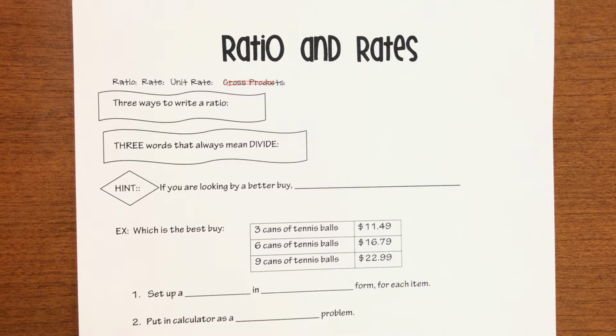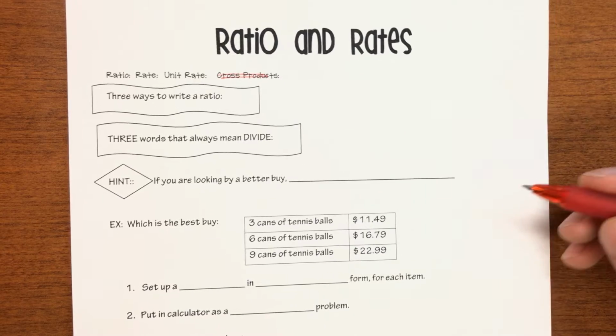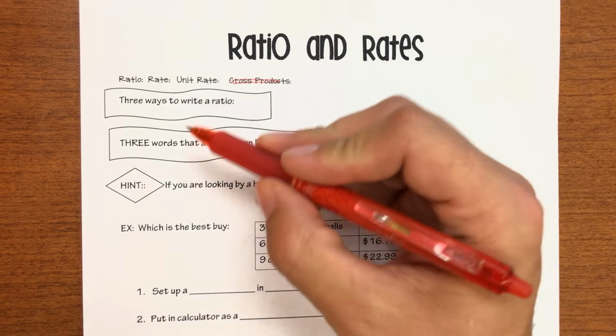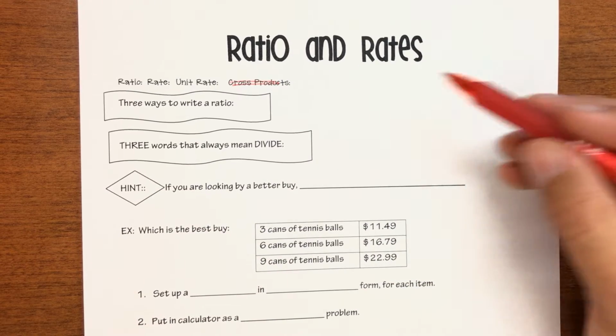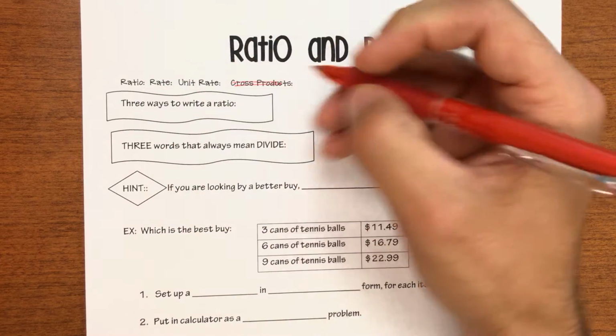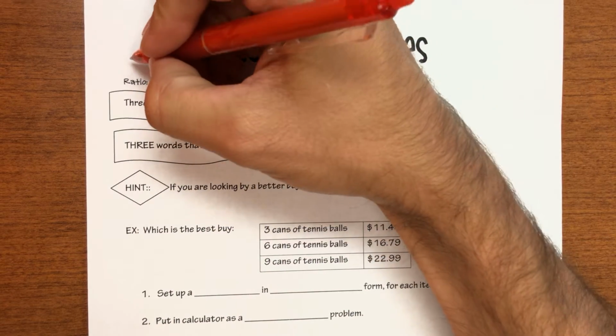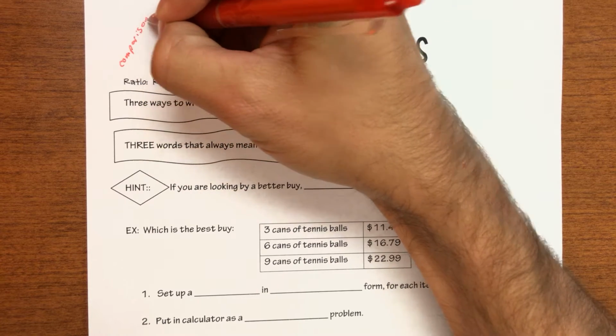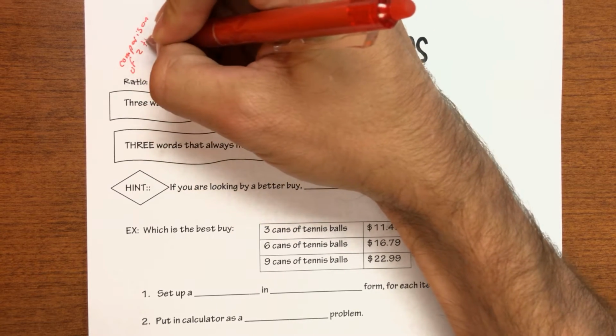We're talking about ratios, rates, and proportions, and just to start us off, we're going to make a couple of definitions here. You can write these in your vocabulary terms if you want, but for right now, I just want to put them right here on the paper. What is a ratio? A ratio is a comparison of two things.